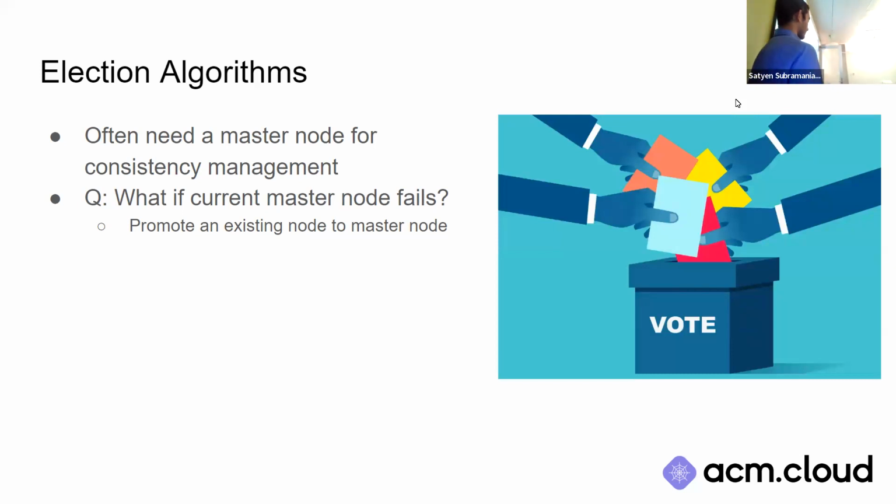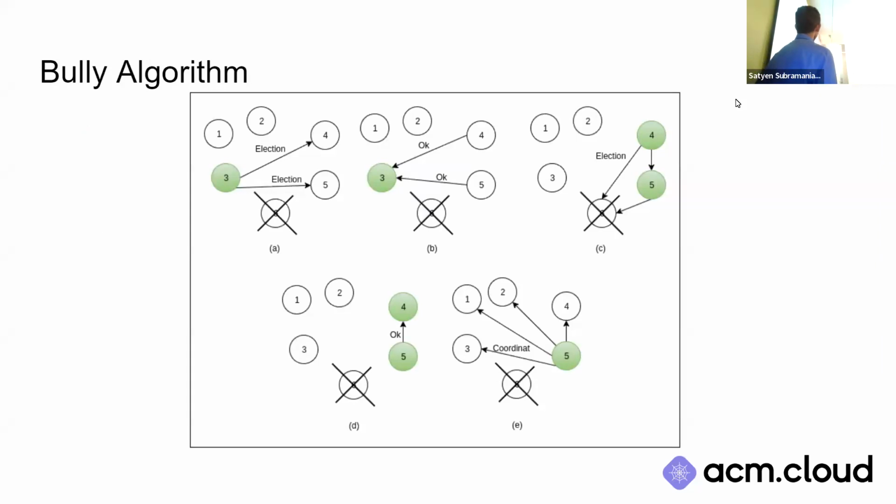And to be able to recover and continue functioning. So generally, what we'll see is that we're going to just promote an existing node to be the new master node and try to recover in that way. And that's why we want to elect that node to be the new master node.